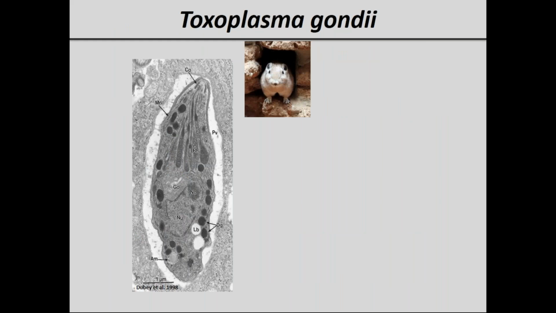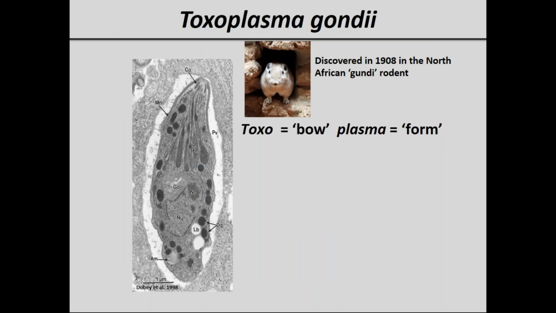A little background on Toxoplasma. This is a really fascinating organism, I think. It was only discovered a little over 100 years ago. It was first discovered in the North African gundi rodent. It was given the name toxo for bow and plasma form because of its shape. And this is a tachyzoite, another one of the life stages for Toxoplasma.